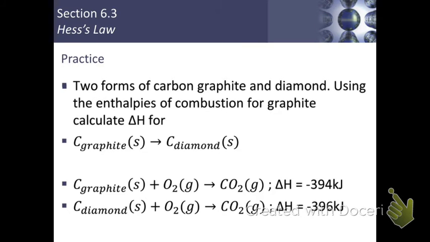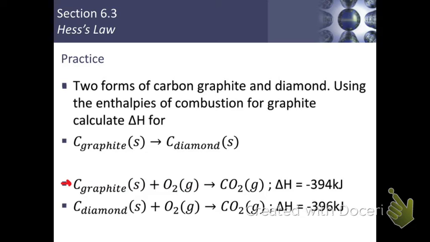So we have carbon graphite and carbon diamond. Using enthalpies of combustion, calculate the delta H for this reaction. This is the reaction we're aiming for right here, that's our big reaction. But here are our mini reactions down below. Do our mini reactions have everything on the correct sides? No, I don't think so. This one is right, but the second one is not, because the other one is on the other side.